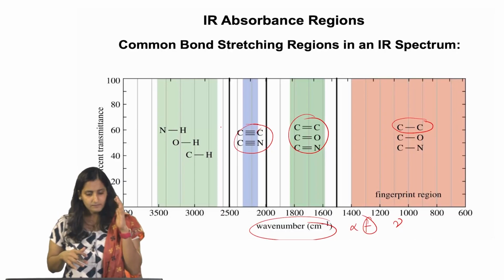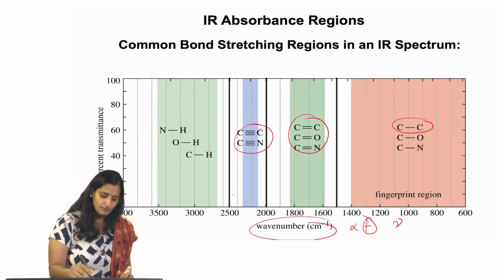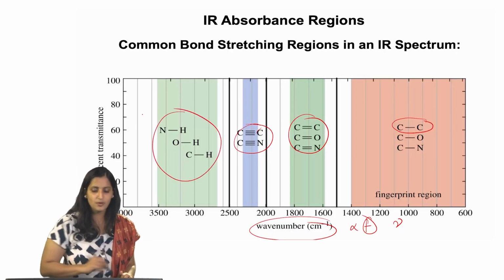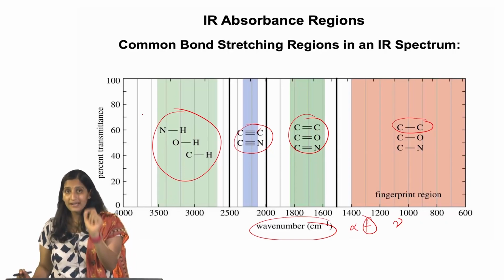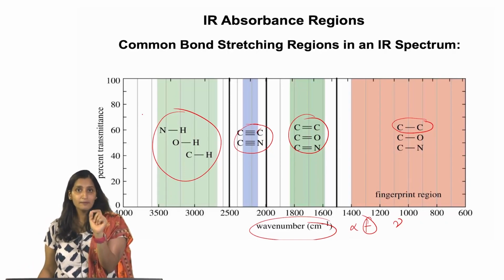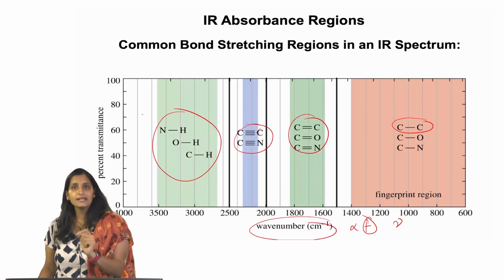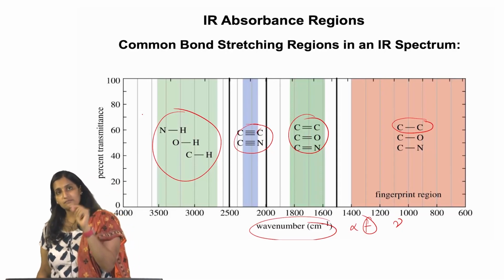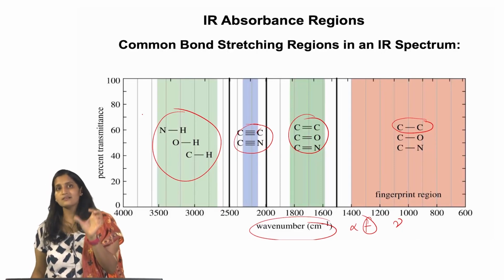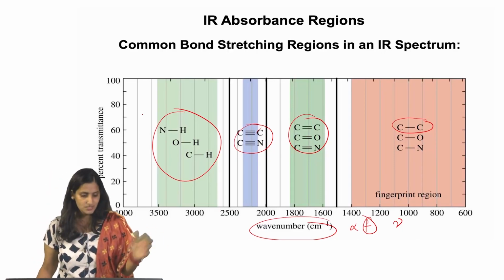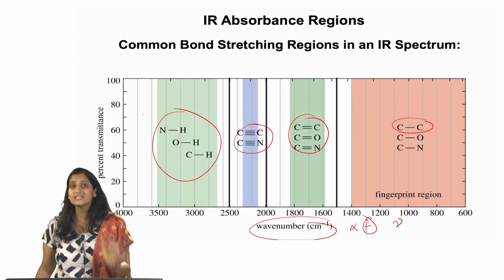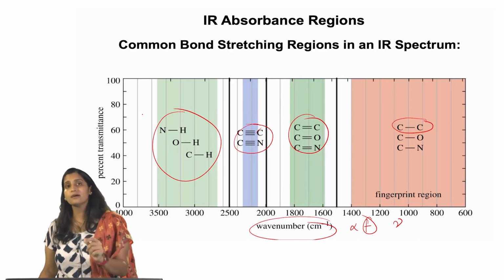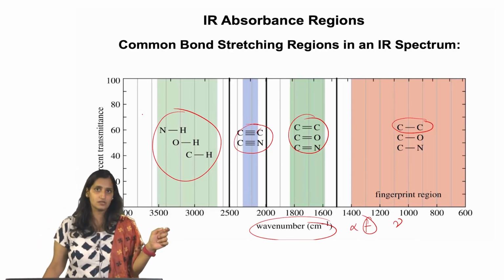Also herein from 2500 to 4000 you have your single bonds, but now they are not of the same atom. You have one very light atom, right. So, as we were talking about, the springs with the lighter masses vibrate with a higher frequency. So, you have NH, OH, CH occurring between wave number 2500 to 4000.